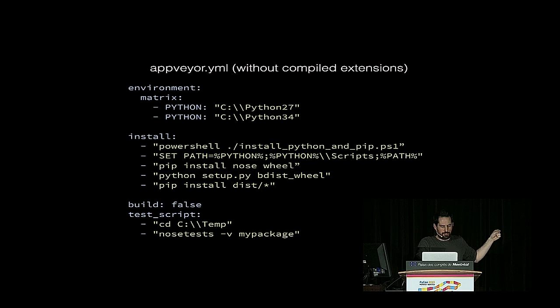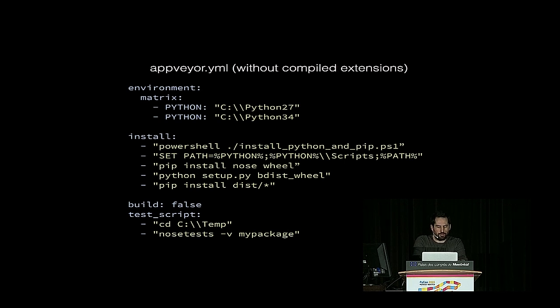And at the end, I also have a script section where I move to the temporary folder of Windows and run the tests using nosetests on my package. And this makes sure that after the installation process of the wheel into Windows, all the tests pass. So it's very good to test that the wheel package doesn't miss anything and so on.